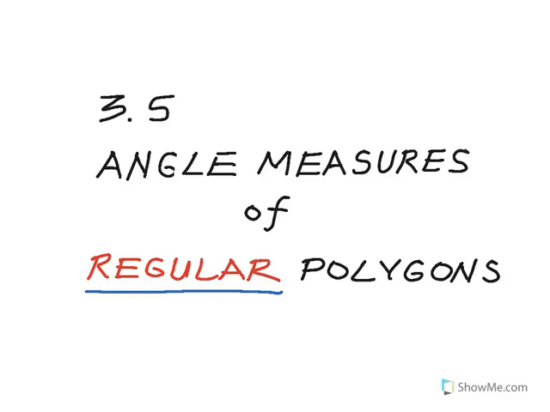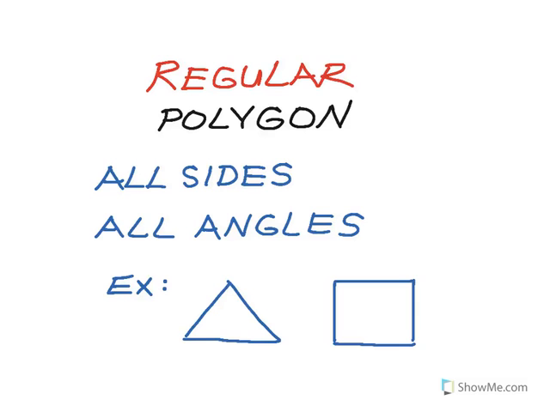This lesson is about finding the angle measures of regular polygons. Okay, in geometry, the word regular has a very specific meaning, and you have to pay careful attention to when you're told that a polygon is a regular polygon. What it means is that all the sides of the polygon are congruent to each other. So every side is the same length, and every angle is the same measure.